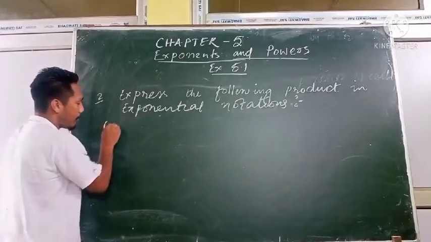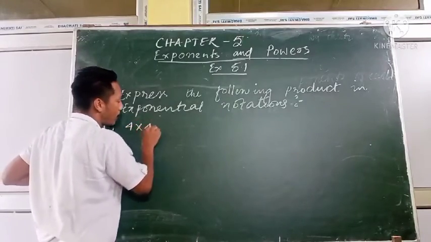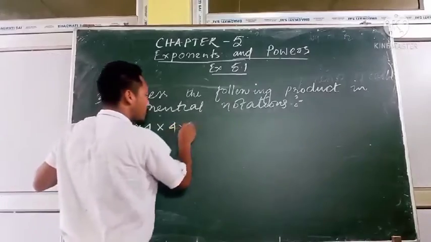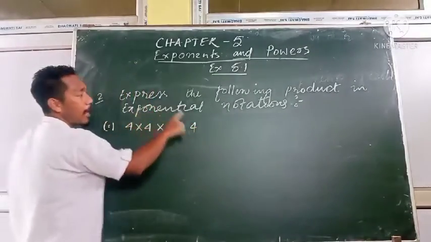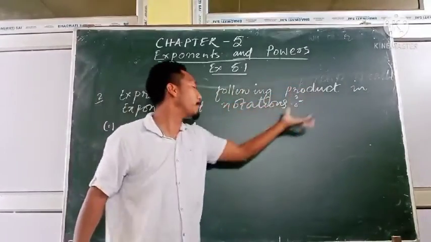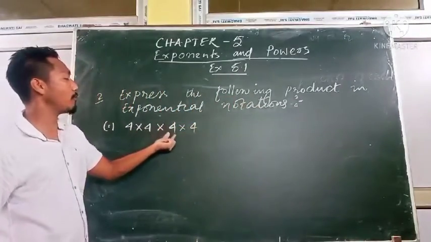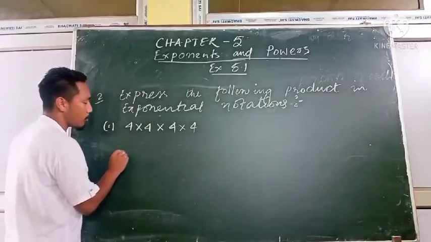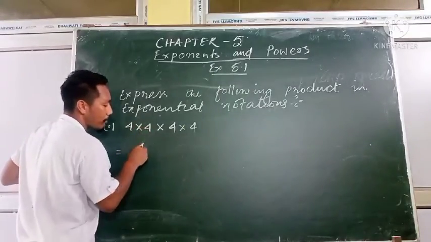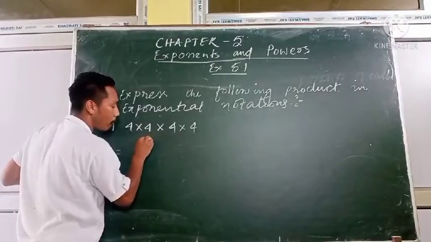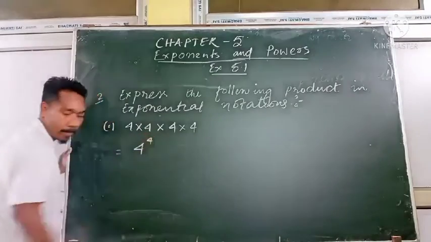Now our next question: express the following product in exponential notation. 4 into 4 into 4 into 4. We have 4 written 1, 2, 3, 4 times. So it is 4 to the power 4. This is how we write it.